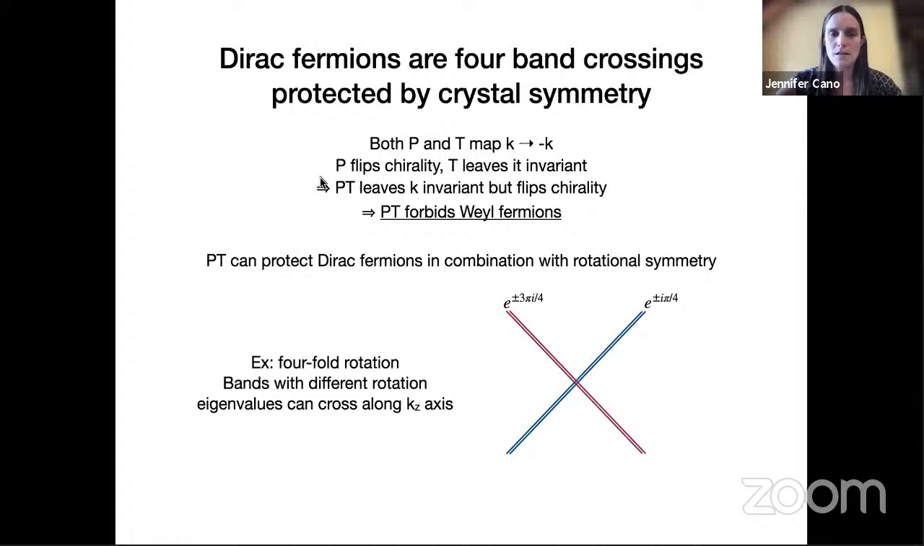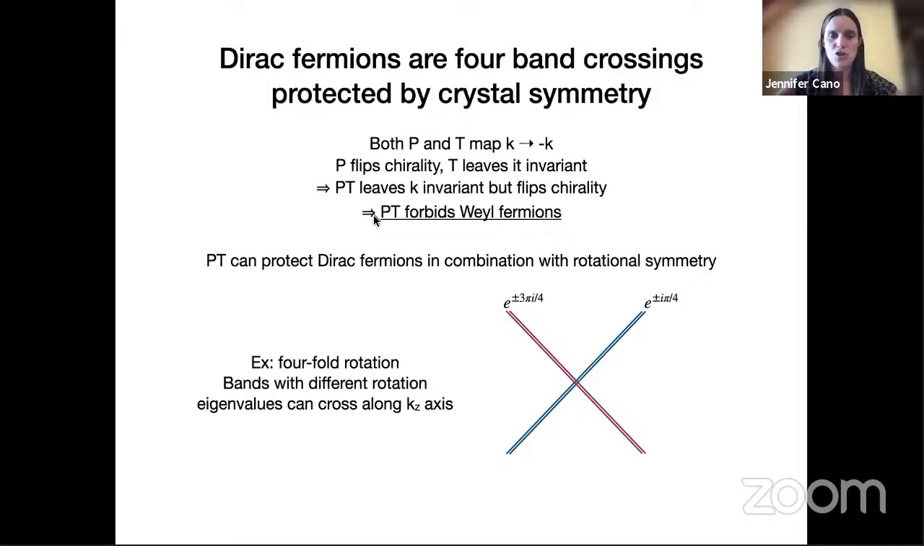Therefore, the product of inversion and time reversal leaves every K point invariant, but flips chirality. And so this would forbid the existence of a Weyl fermion, because it says that every time you had a Weyl fermion, the combination of P and T would give you back another Weyl fermion at the same point with opposite chirality. So Weyl fermions are not allowed if you have both inversion and time reversal. But if you do have both of those things, that can protect a Dirac fermion. And so one way to think of a Dirac fermion is as a combination of a plus and minus Weyl fermion with opposite chirality on top of each other in momentum space.